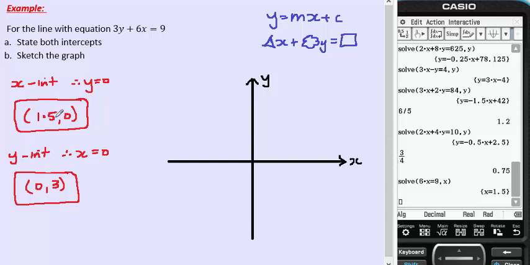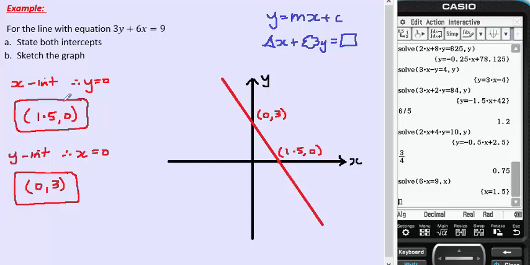Then we know that it passes through an x-intercept of 1.5, which might be somewhere around about here, and a y-intercept of 3. So with my ruler, I'm going to rule a straight line that goes through a y-intercept of 3 and an x-intercept of 1.5. It'll probably look something like that. Then I'm going to label my intercepts. Here's my y-intercept at (0, 3). Here's my x-intercept at (1.5, 0). Now I have that beautifully labeled.